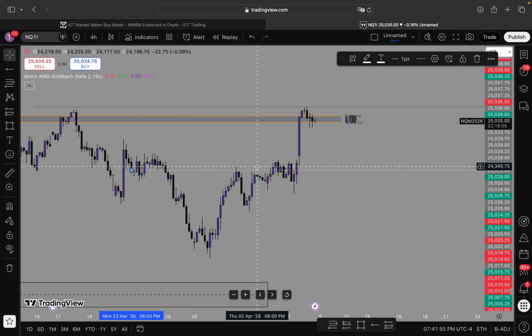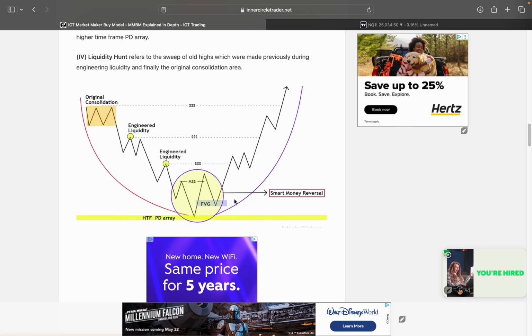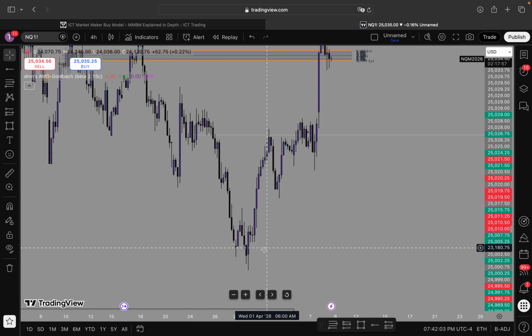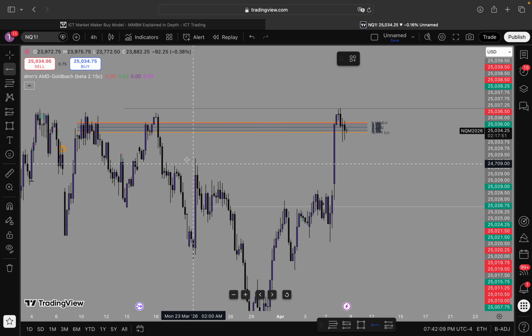Go back down to our 4 hour. We can see this market maker model forming better. You can see the retracements here, taking off, retracement, taking off, retracement, boom. Targeting all of these highs and taking all of these out.